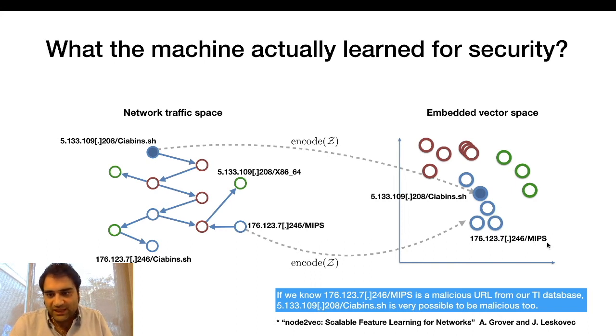As you can see, MIPS URL has been mapped here, and the Chiabin's has been mapped here. Because we already know that MIPS is malicious, we can say that it is very possible that Chiabin's SH is also a malicious one.